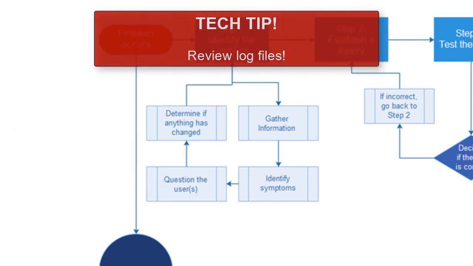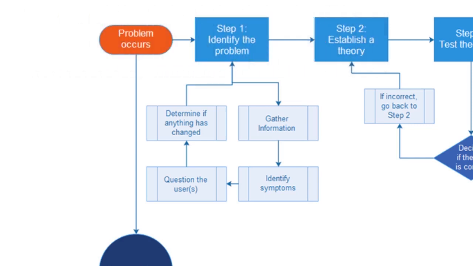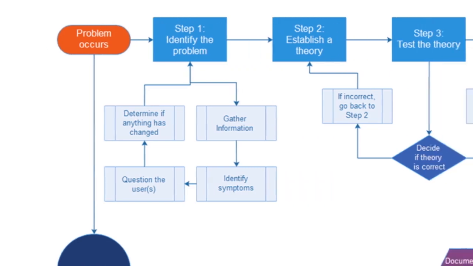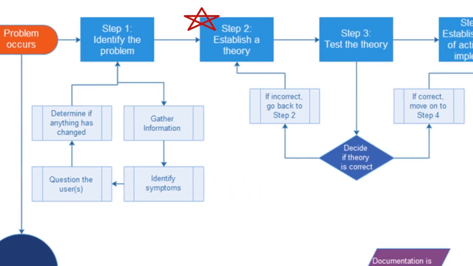And you should also review the system and application logs and any other logs that you can get your hands on. It's so important to identify the problem. If you do it properly, it'll save you a lot of time through the rest of the troubleshooting process. So gather information. Don't just jump in and start typing things and messing around with the computer. Gather information and determine what has changed and find out as much as you can. Identify that problem first.